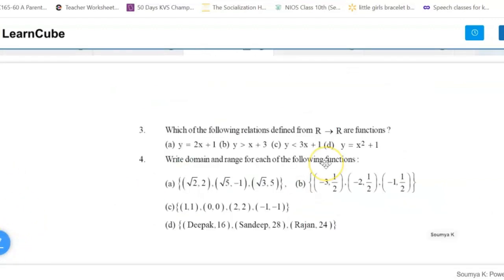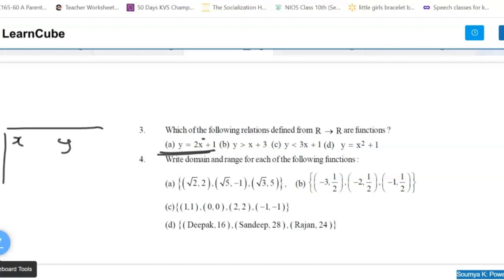This third question, that is, which of the following relations defined from R to R is a function or functions, from the real numbers to real numbers. If you see, this is the given condition, that is X has some values and Y changes according to that. So let's try X and Y values for these statements. In the first case, if X is 1, Y will be 2 into 1 plus 1, that is 2 plus 1, 3.